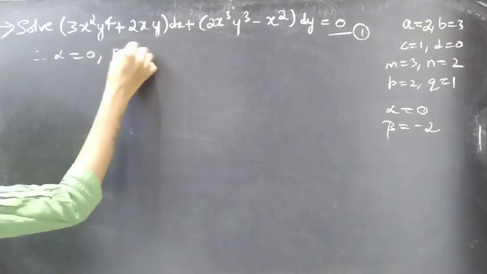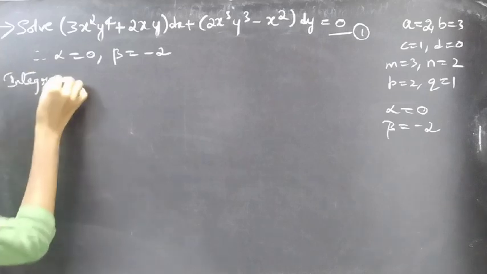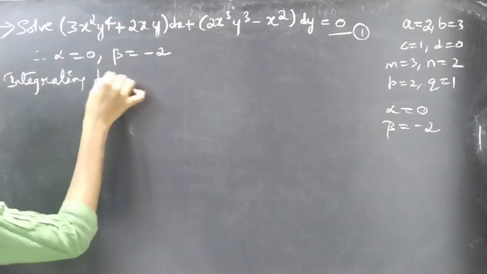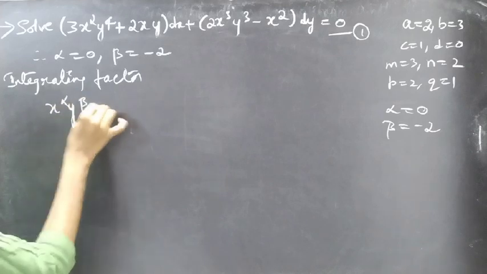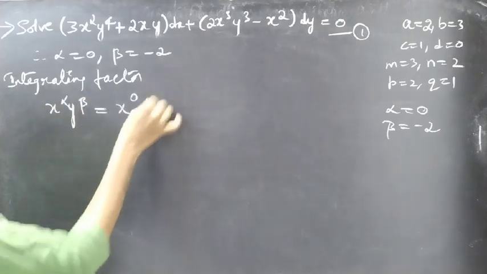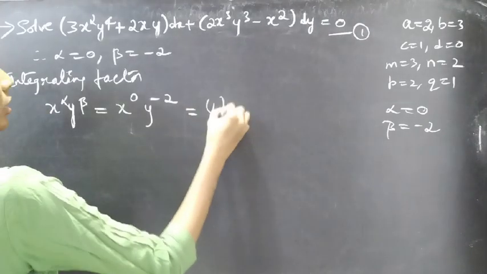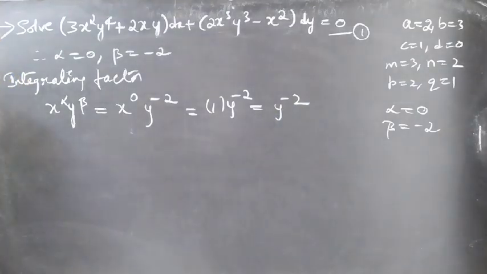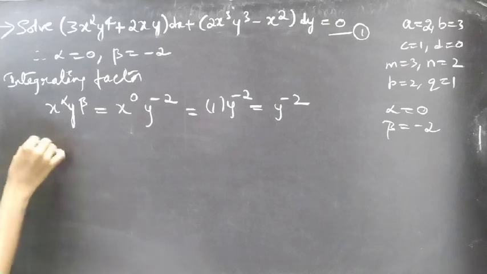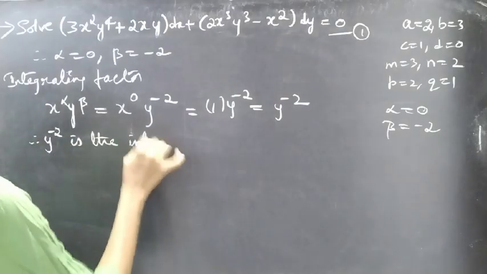Therefore alpha equal to 0 and beta equal to minus 2. Integrating factor x power alpha y power beta equal to x power 0 y power minus 2, which is equal to x power 0 is 1 into y power minus 2, which gives us y power minus 2. Right? So therefore, y power minus 2 is the integrating factor to our problem.